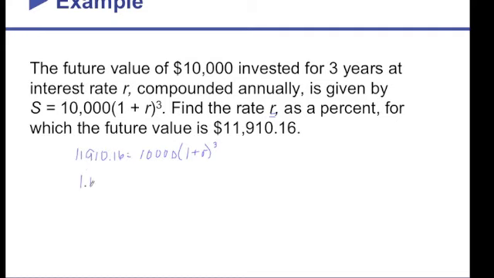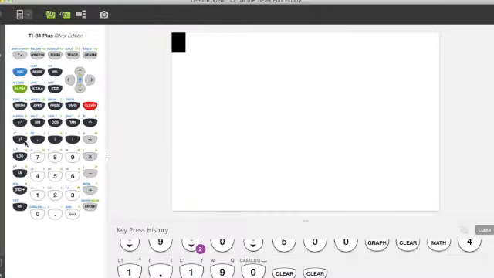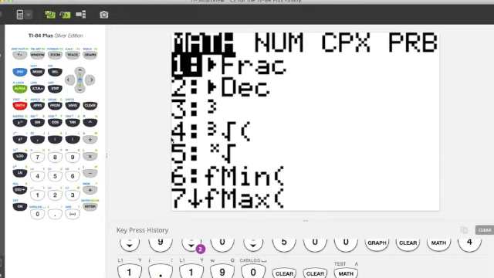So 1.191016 equals 1 plus R cubed. Oh, I can take the cube root of each side. So the cube root of the right-hand side is going to be 1 plus R, since the cube root and the cube cancel out. Let me show you how to find a cube root on your calculator if you're not sure. So on your calculator, if you go to Math, you will find the number 4 is a cube root. So we can pick 4.